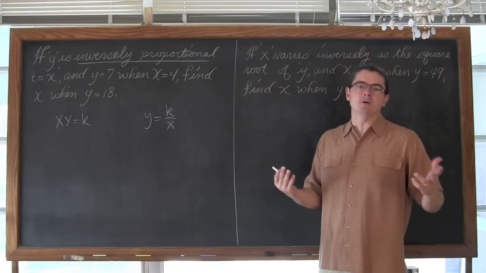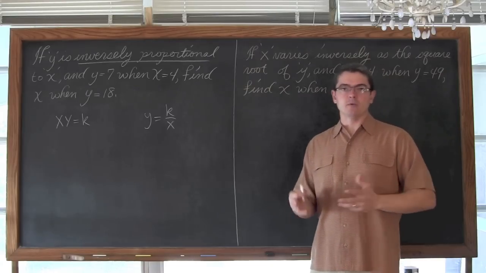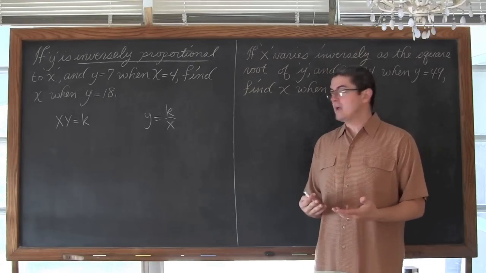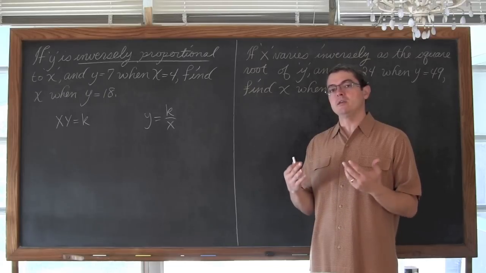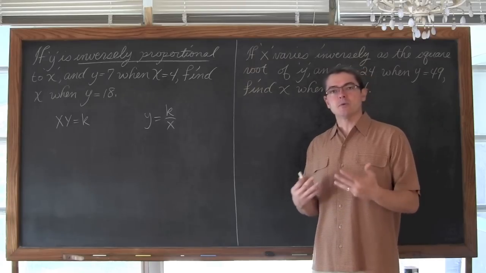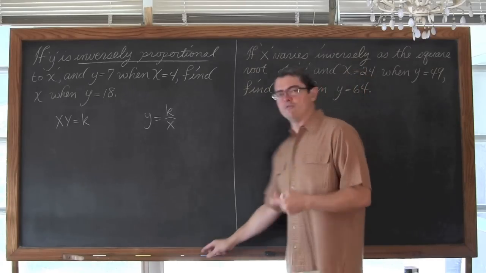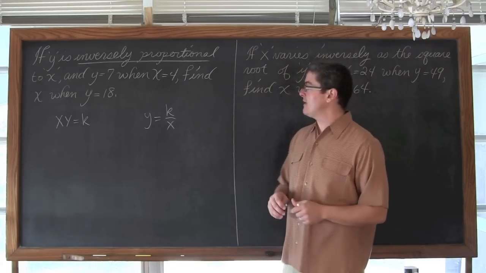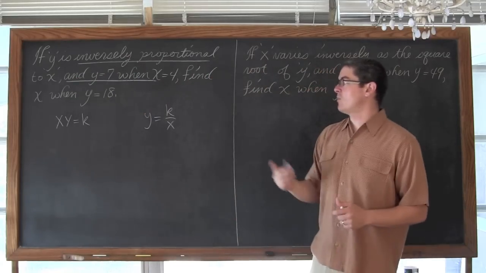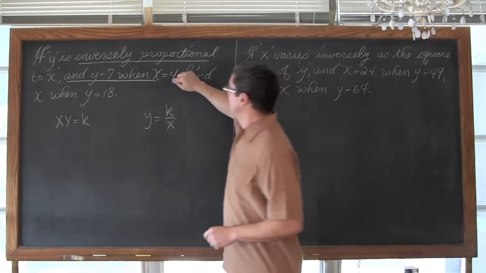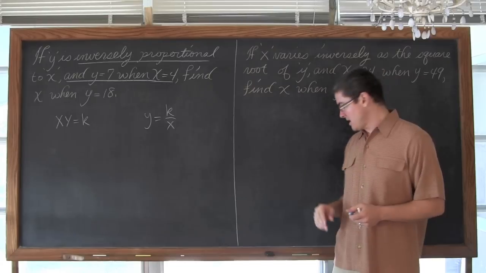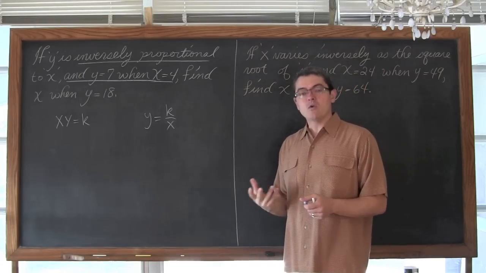All of these problems in a textbook, unless it's some really ridiculously hard one at the end of the section, pretty much set up the same way. They give you enough information in the first part of the problem to figure out what the constant of variation is, and then they ask you a second question, and that's really where you want to use the equation. You find the equation first, and then you use it in the second half of the problem. So when they say y equals 7 when x equals 4, that piece of information is there to help you find out what k is and thus know what the equation is.